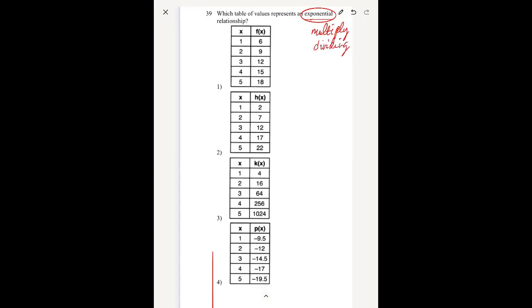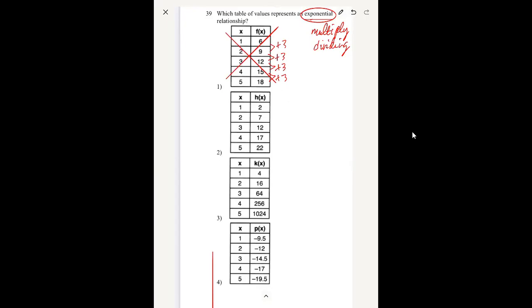So now let's look at the first table. It goes from 6 to 9, so it's going up by +3. From 9 to 12, it's going up by +3. From 12 to 15, it's going up by +3. This is not exponential. This is the opposite of exponential. This is a linear function. So this is not the answer choice.